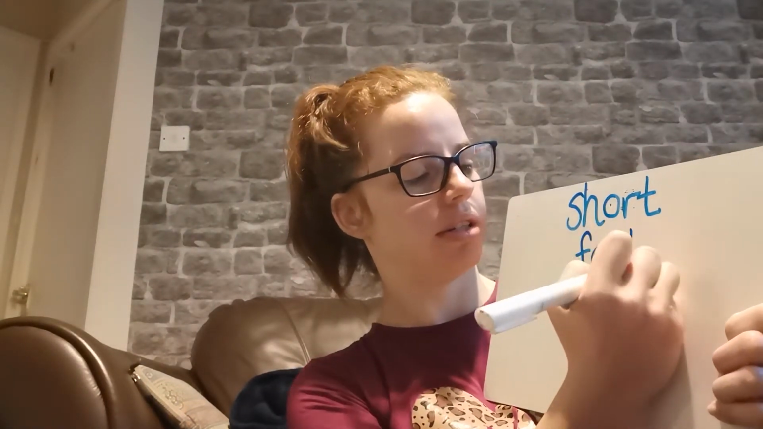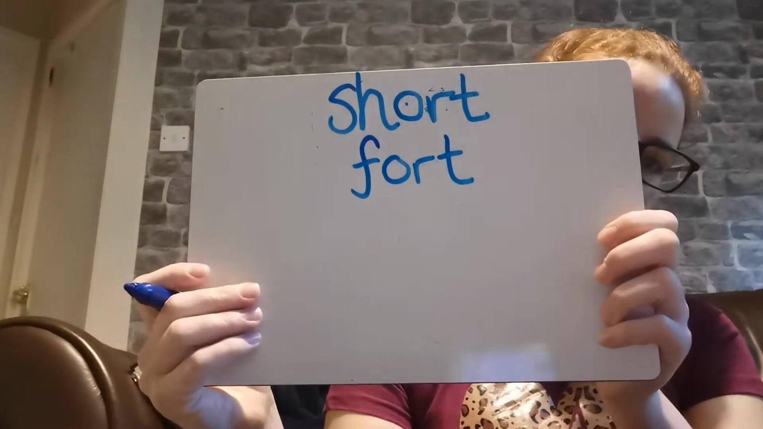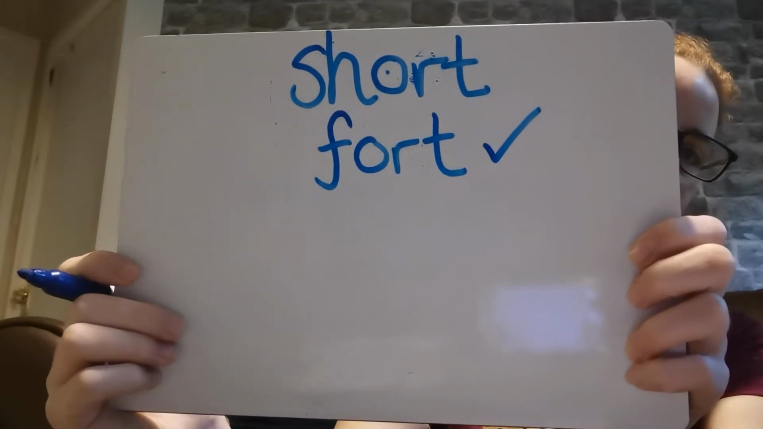All right, we have fort. So f or t. F or t. So when we write it, we have our f, or, t. Fort. If you got that right, give yourself a tick. If you got it wrong, please correct it.